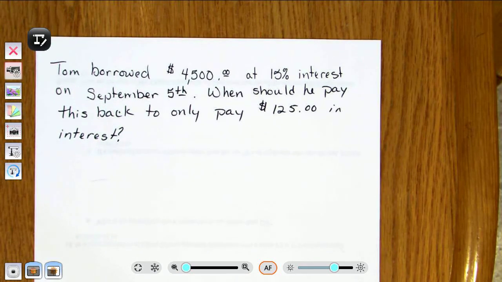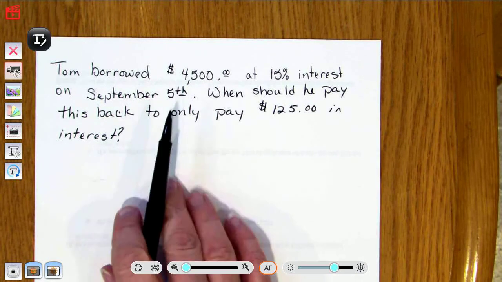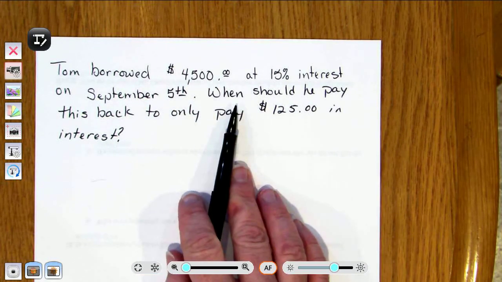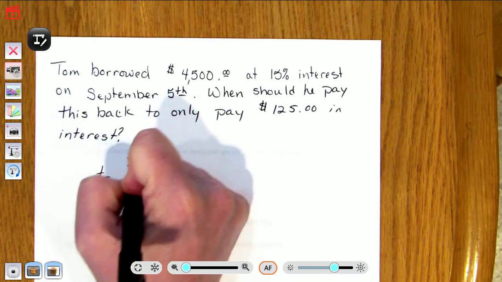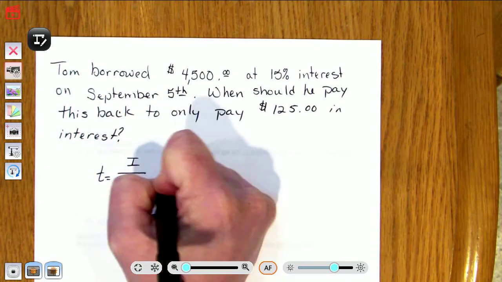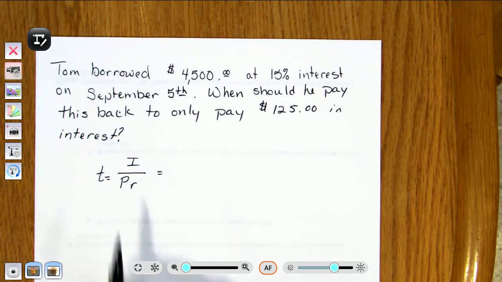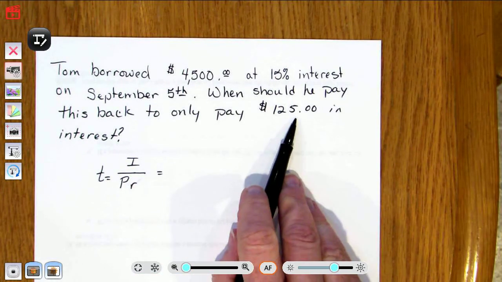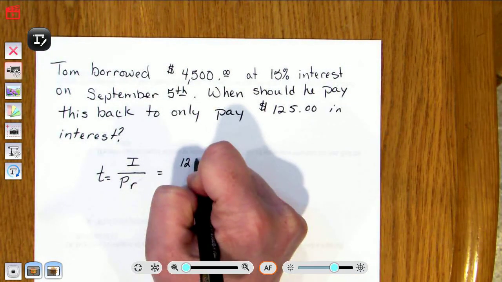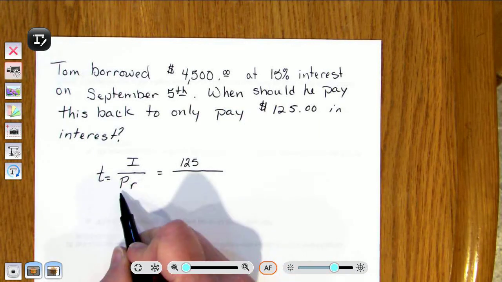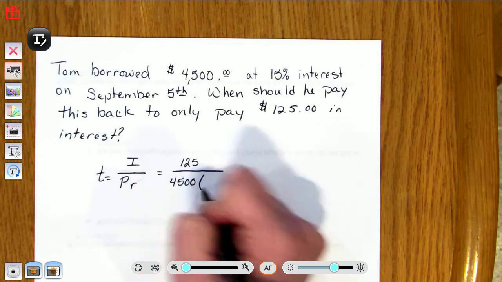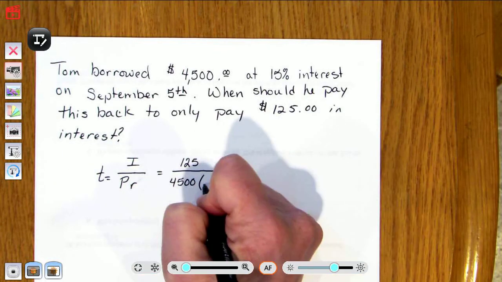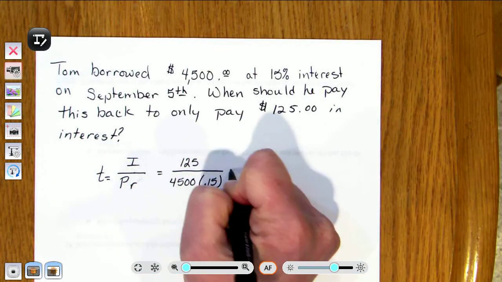Okay, so he's borrowing this amount at that rate on this day. He wants to know when. So that sounds like time to me. So time is I over PR. Our I is the interest. Well, he only wants to pay $125 in interest. Okay. P is that principal. That's the $4,500. And R is that interest rate, which is a whopping 15%.